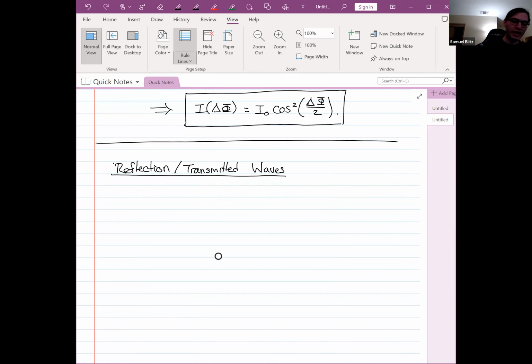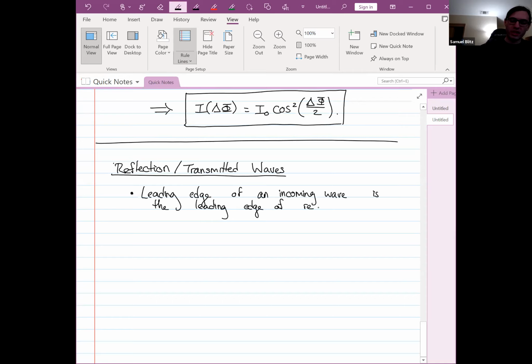So we're going to talk about a one-dimensional wave, but this generalizes. If we have a wave that bounces off a wall, bounces off something, what we can say is that the leading edge of an incoming wave to a wall is the leading edge of the reflection. And what that means is that the part that hits the wall first is the part that reflects first. And that should kind of make sense.